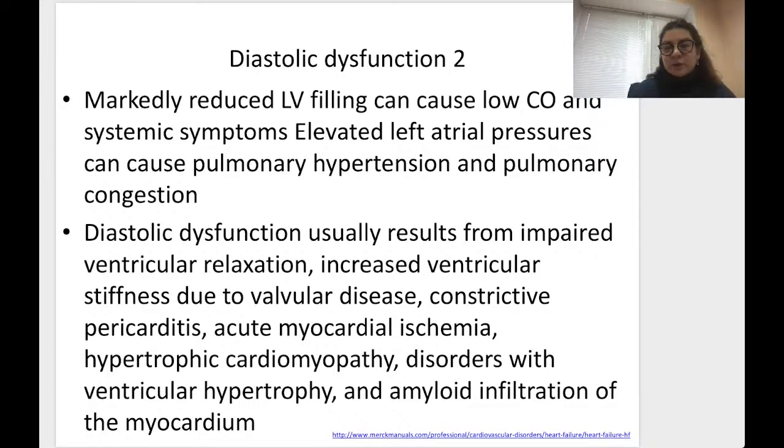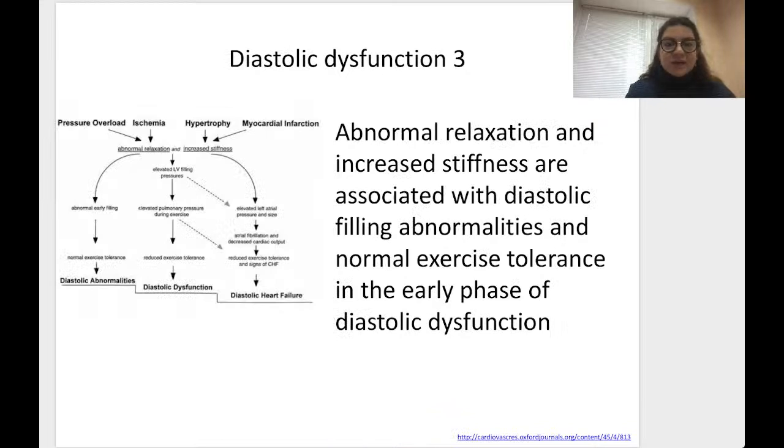All of them are more typical for diastolic dysfunction. Abnormal relaxation and decreased stiffness are associated with diastolic filling abnormalities and normal exercise tolerance in the early phase of diastolic dysfunction. Schematically, you see here, one more time, the scheme of the mechanism of diastolic dysfunction.